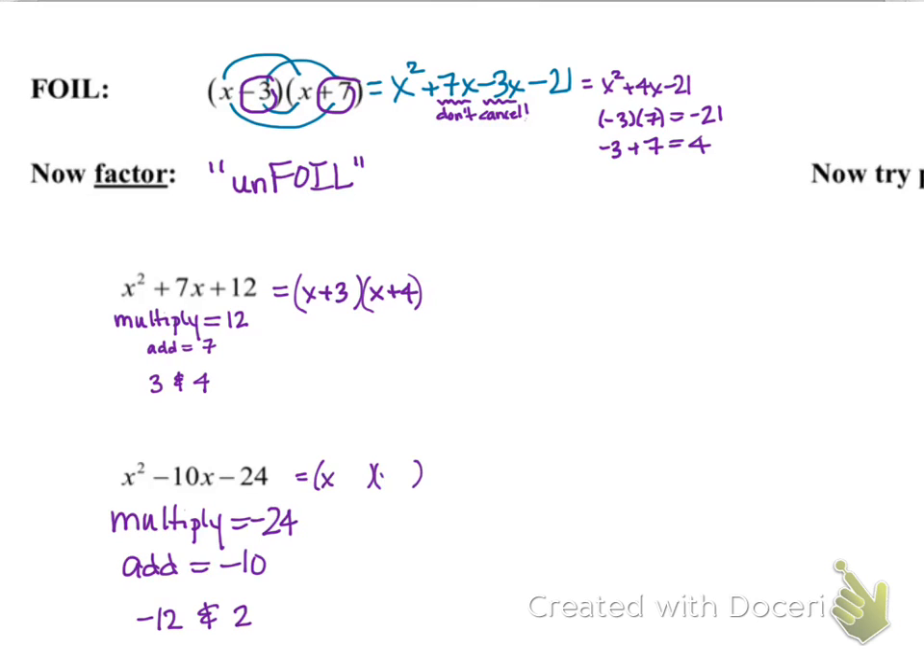So when I set it up into those parentheses, I've got my x and my x, and then a minus 12 and a positive 2. And we've now unfoiled that. Pause the video, try the next two problems on MyMathLab.